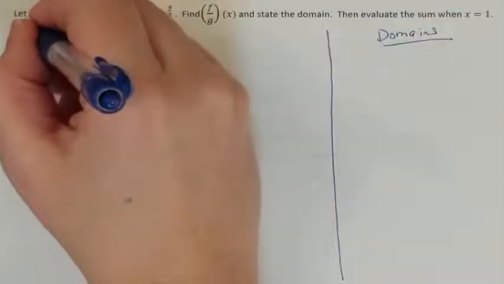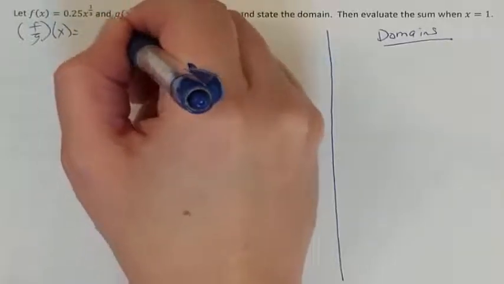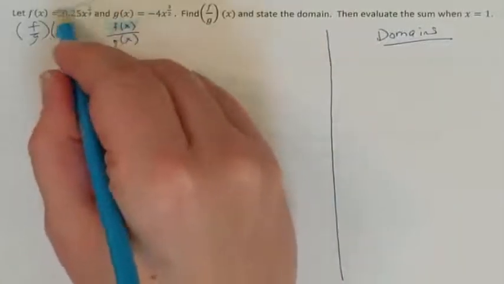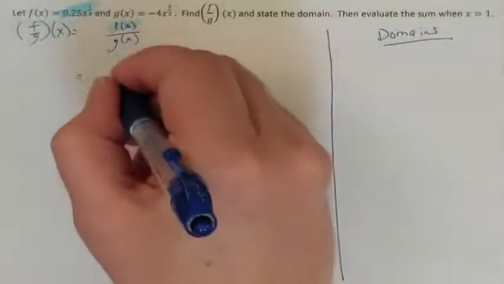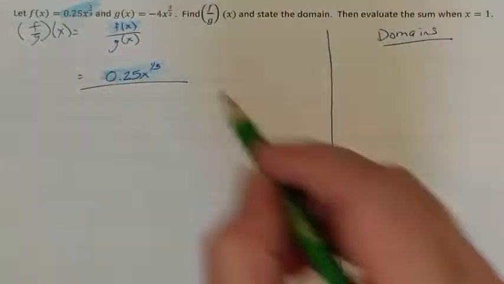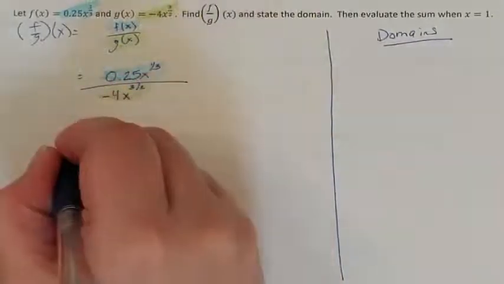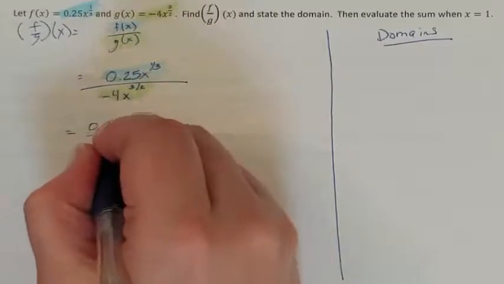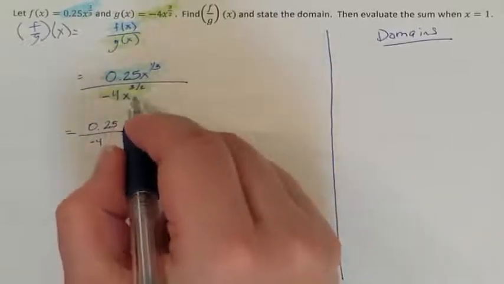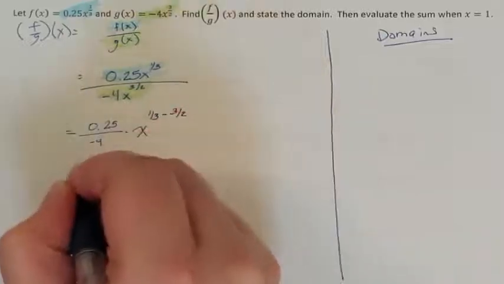And I'm being asked to do f divided by g of x, which means I'm supposed to take all of my f of x and divide by my g of x. So what is my f of x? It is 0.25 x to the 1/3. And I am supposed to divide by my g of x, which is negative 4 x to the 3/2. We're going to do whole number divided by whole number, so 0.25 divided by negative 4. I see same base x's on the numerator and the denominator, so the rule is to subtract. So I have 1/3 minus 3/2.